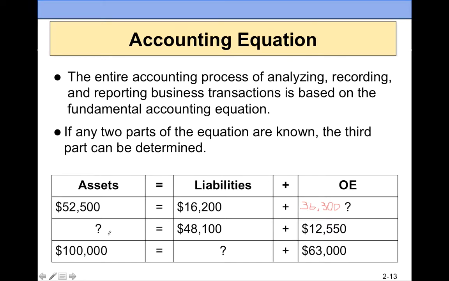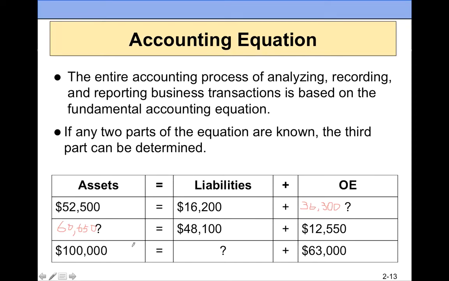Next example, I don't know assets. So what I do, I have to add liabilities plus equity. So it would be 60,650, right? For assets, I just add them together. Again, I cannot say that business number 2 is better than business number 1 because it has more assets. It has nothing to do with it. I have to look at the structure, and you can see that the second business has 4 times more debt than equity. So actually, the first business is healthier than the second business.